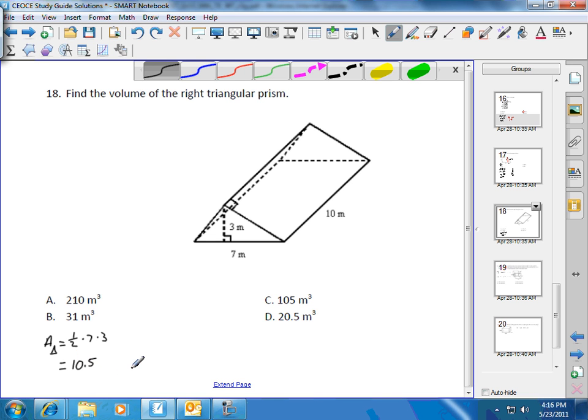Okay, and so then we just need to get the volume of the prism, which is going to be the area of the triangle times the height, which is 10. So we have 10.5 times 10 is 105. We have 105 cubic meters.